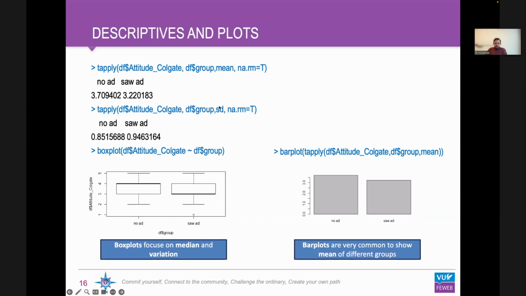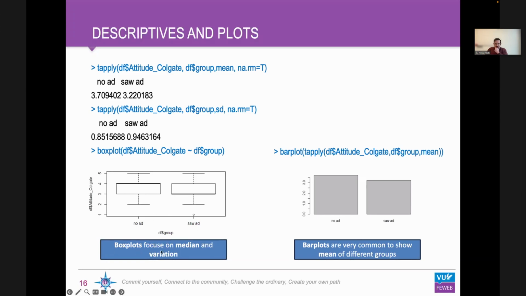We can also look at, for instance, the standard deviation. In this case, when people saw the ad, their opinions differed more than when they didn't see the ad, because the standard deviation is higher here. There is more variation in the opinions. If we look at the box plots to see the distributions, we also see that the medians are different, but the distributions themselves don't seem that different, at least they cover the same areas.